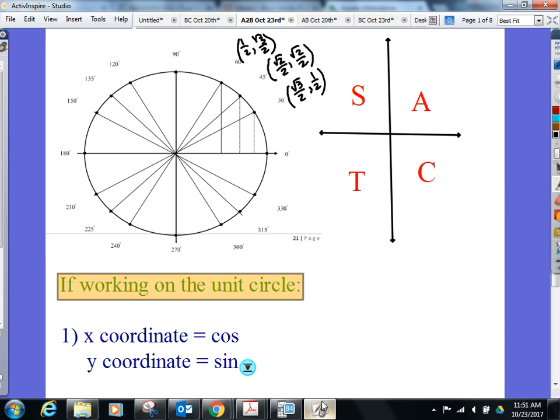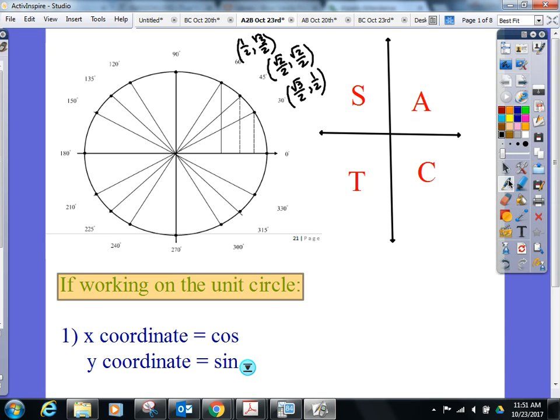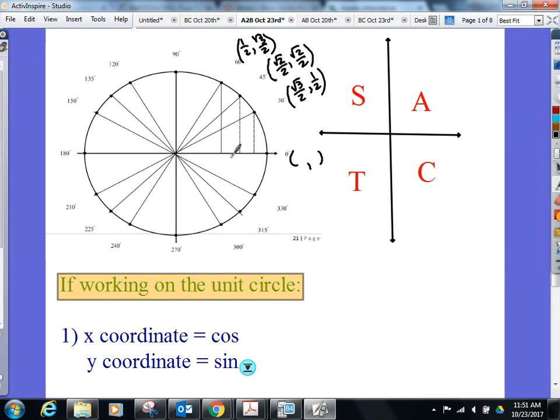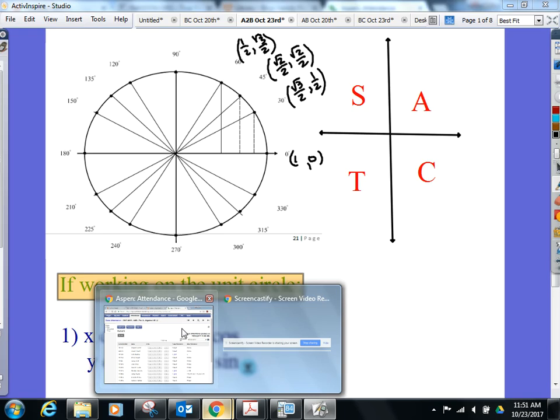Look at our angles: 90, 180, 270, and 360 and 0. What's the point at 0? Anybody remember? Remember, this is a length of 1 right here. At 0, the point is (1, 0). I'll give you that hint. I'm not going to give you any more, though.